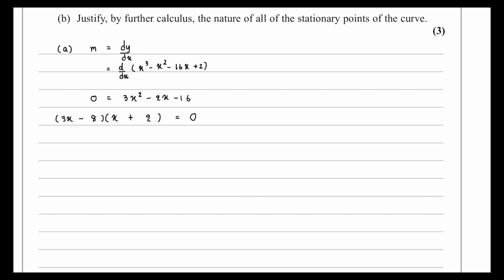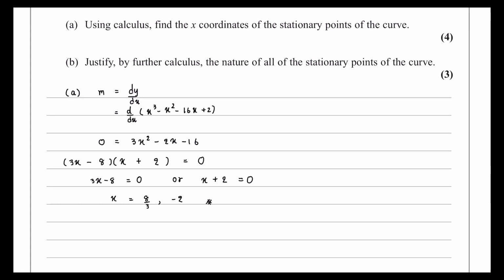Now we have two terms multiplied together giving 0. That means either one of them has to be 0. So we've got two possibilities, which are 3x minus 8 equals 0 or x plus 2 equals 0. That means x will be 8/3 or -2. So these are the x-coordinates of the stationary points.